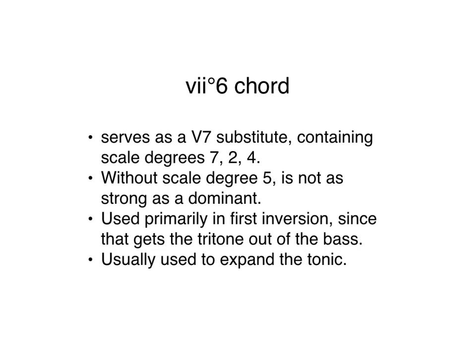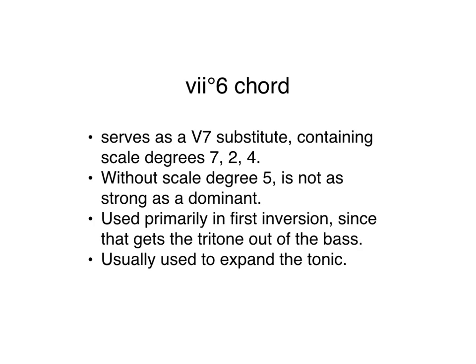Let's start with the triad built on the leading tone. It serves as a 5-7 substitute containing scale degrees 7, the leading tone, scale degree 2, and scale degree 4. You may recognize that as the 3 upper notes of a 5-7. But without scale degree 5, it's not as strong as the dominant. It's used primarily in first inversion, that is to say with scale degree 2 in the bass, since that gets the tritone out of the bass.